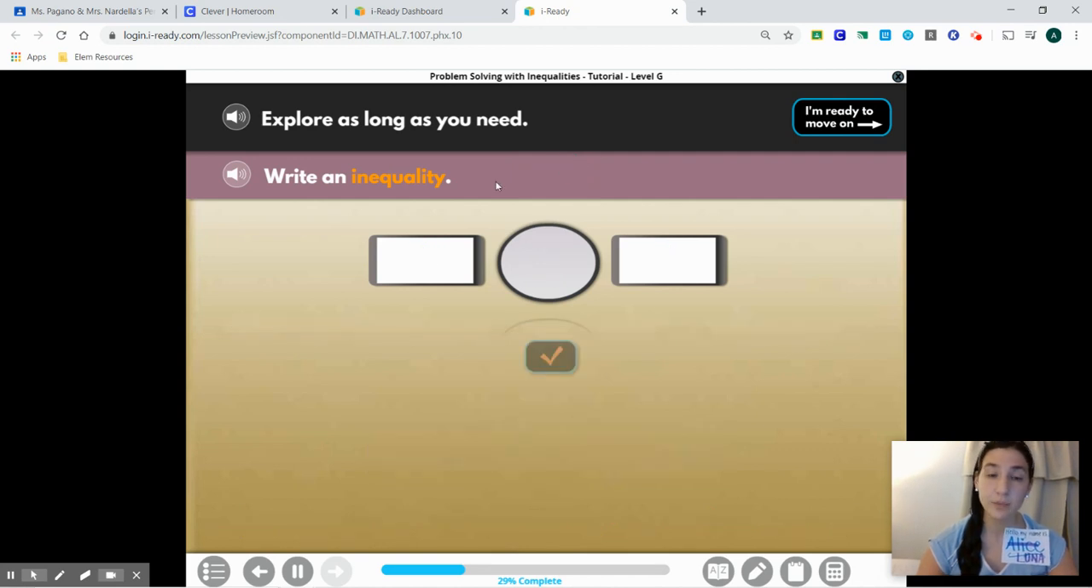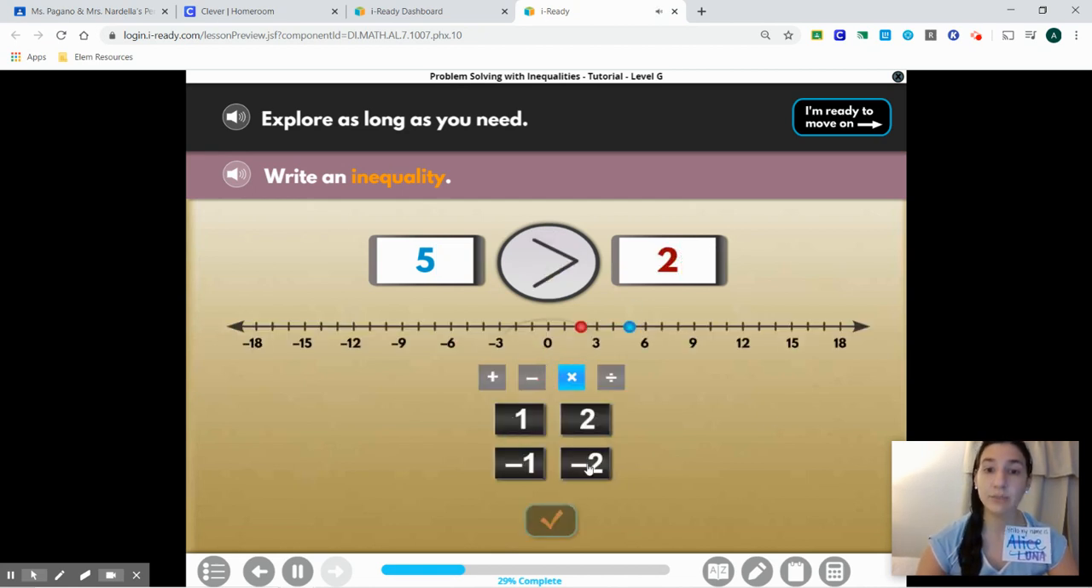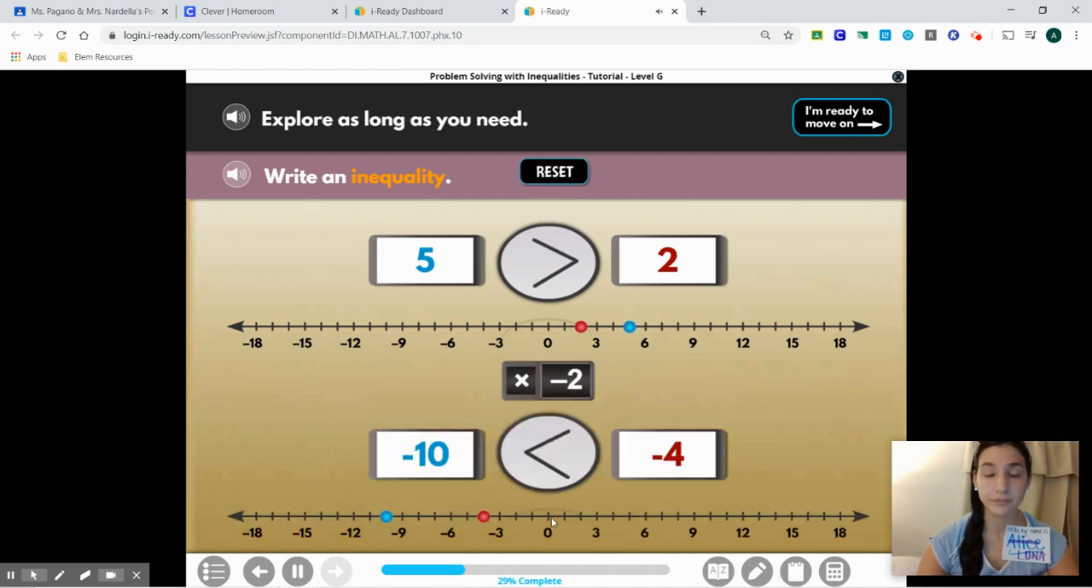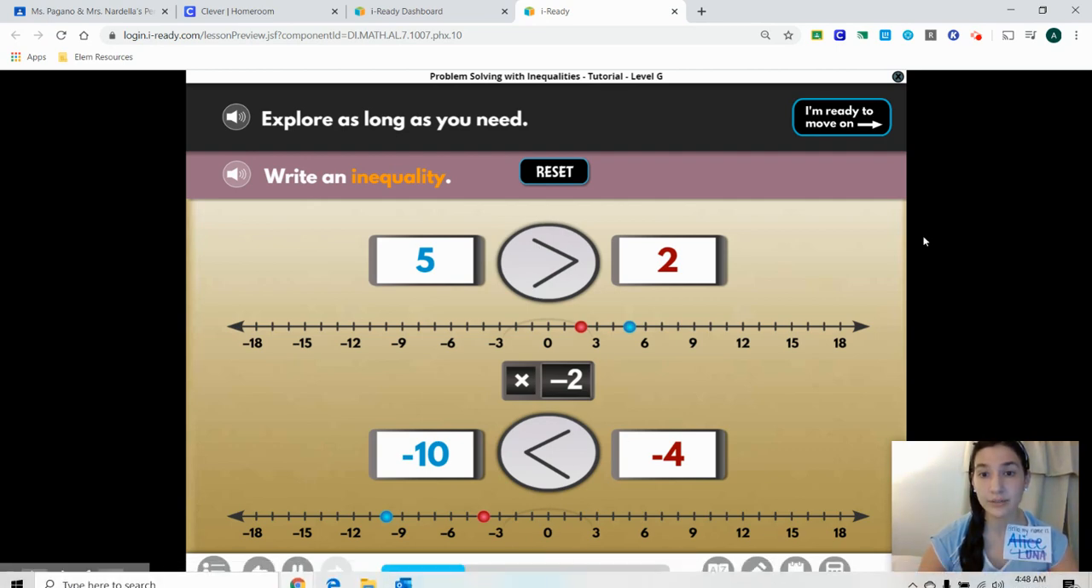Let's look at what happens when we multiply by a negative number. Let's take the same numbers, 5 and 2, and now let's multiply by -2. 5 times -2 gave us -10. 2 times -2 gave us -4. If you look at what happened, the dots shifted positions in the opposite direction. So our inequality symbol reversed. Let's move on and define these rules.